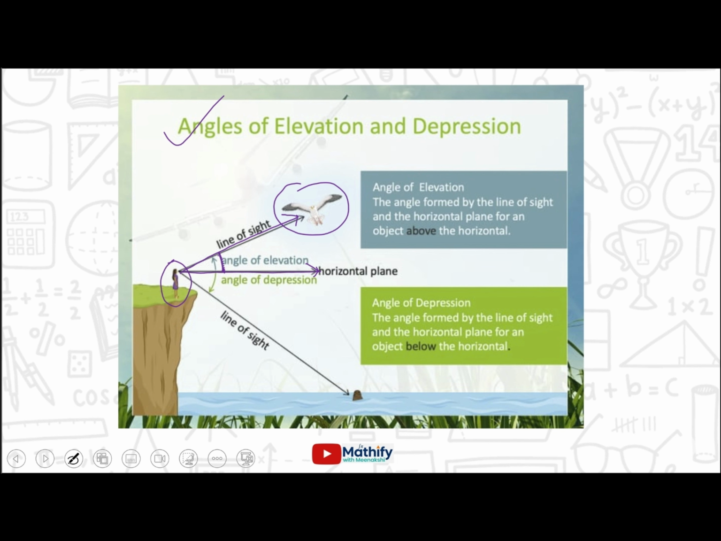Now, when she looks down at a boat in the water, her line of sight goes downward and the angle formed between the horizontal line and this downward line of sight is known as angle of depression. So you must know these two things, then only you can solve questions based on angle of elevation and angle of depression.